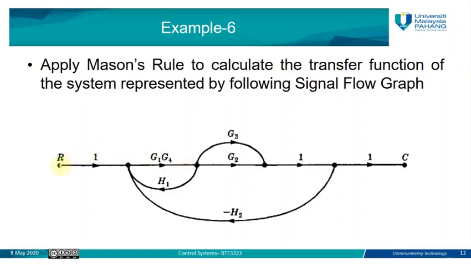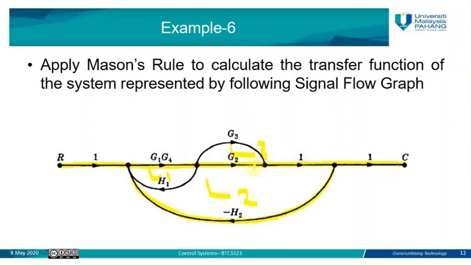For example, the first forward path starts from R and goes through until the end, which is C. This is the first forward path, P1. Do we have any loops which are non-touching with this forward path? We have L1, the first loop, L2, the second loop, and L3, the third loop, which goes there and also returns to this point. The three loops are all touching forward path number 1, so there is no non-touching loop with the forward path.